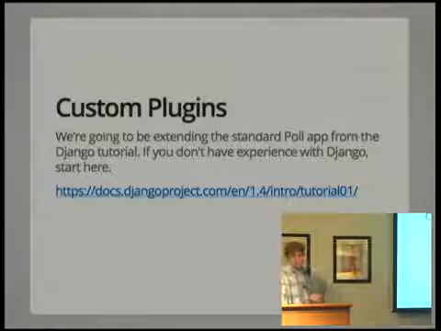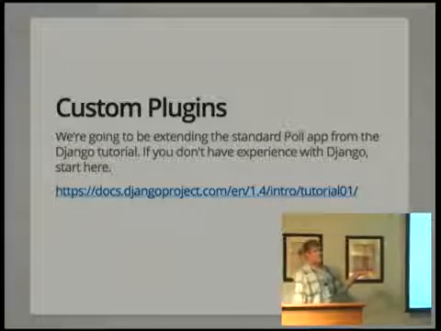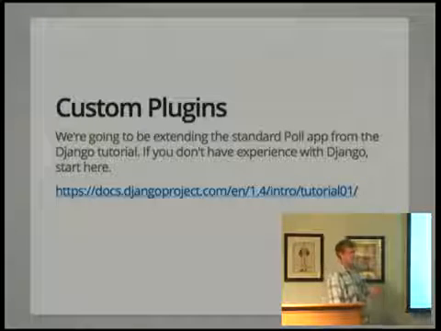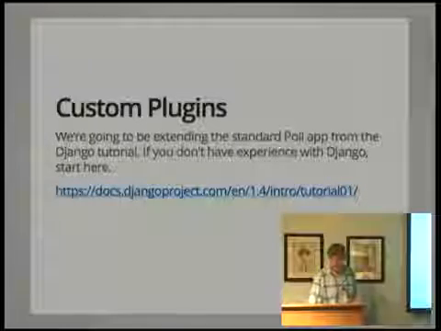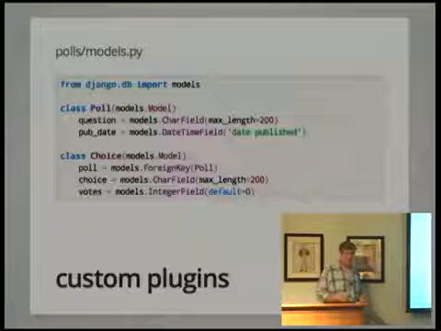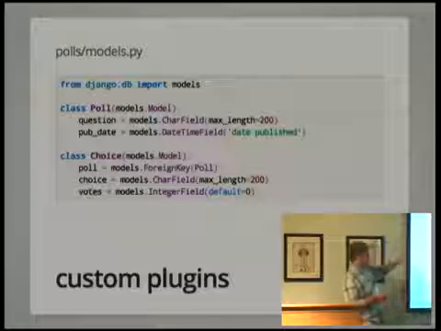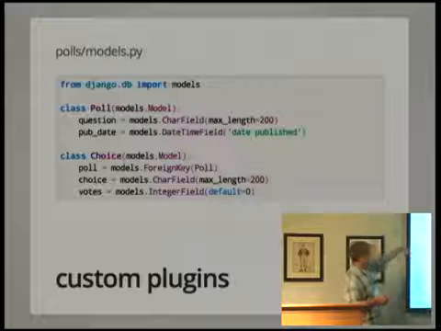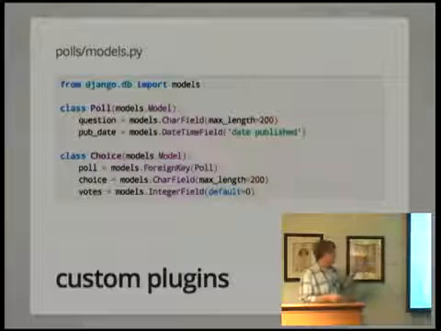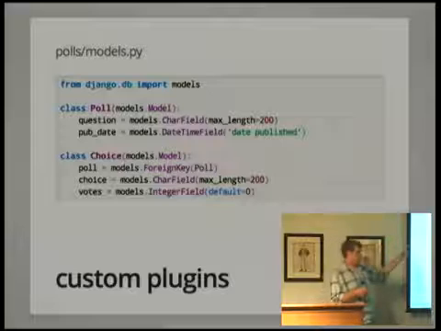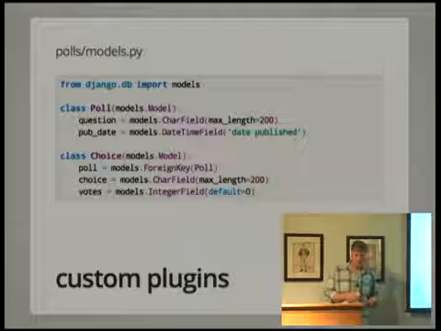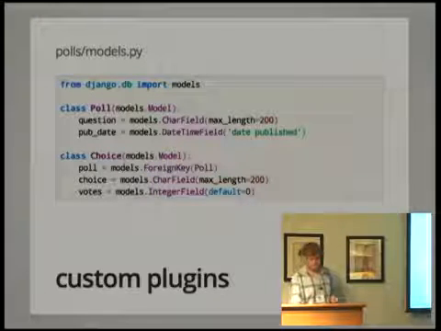For custom plugins, we're going to be using the Django polls tutorial. If you haven't used that or have experience with Django, start there. So, a refresher: this is what the poll model looks like from the tutorial. This has nothing to do with django-CMS. This is just from the tutorial. A poll has a question and a publication date. The choice has the poll, the choice, and the votes for that one.